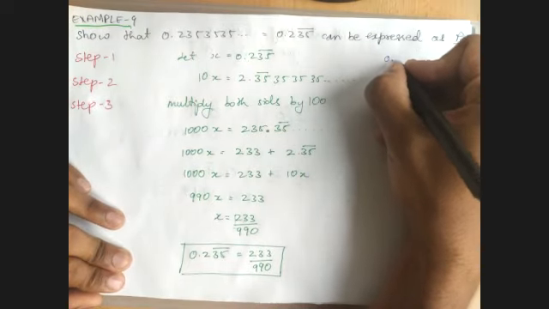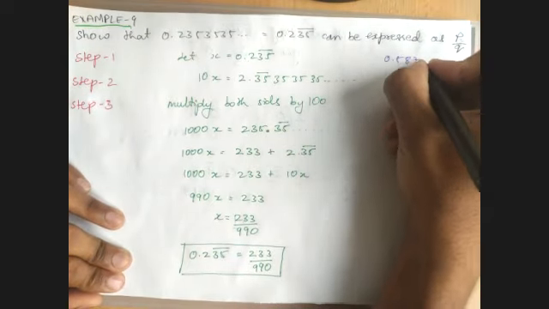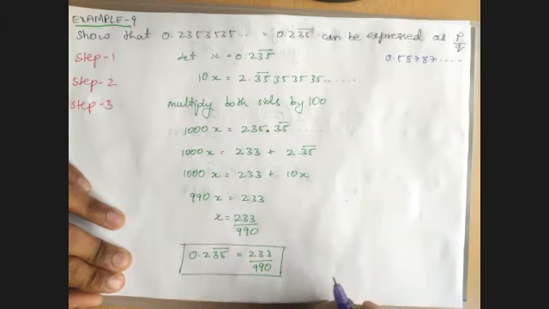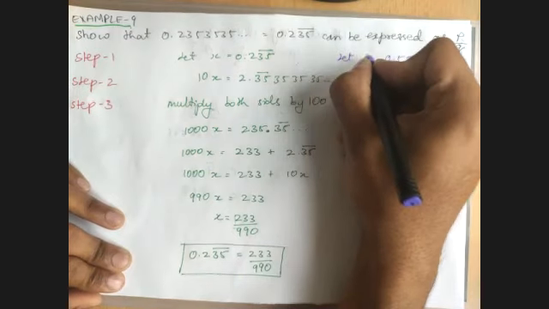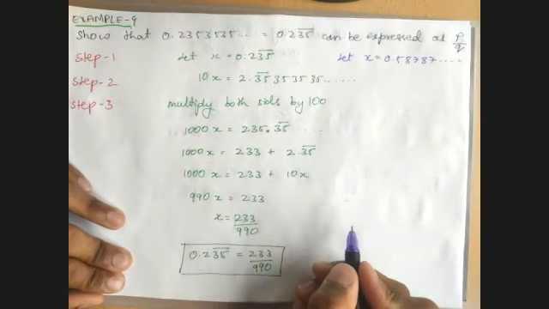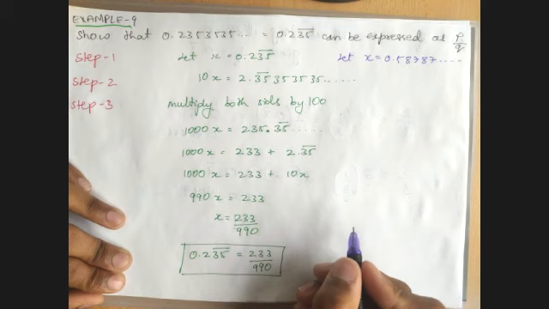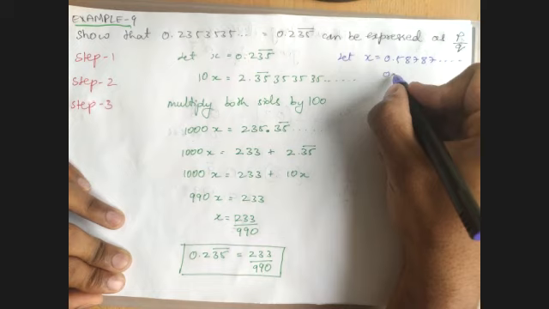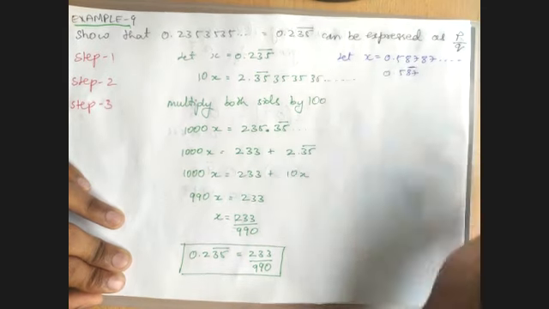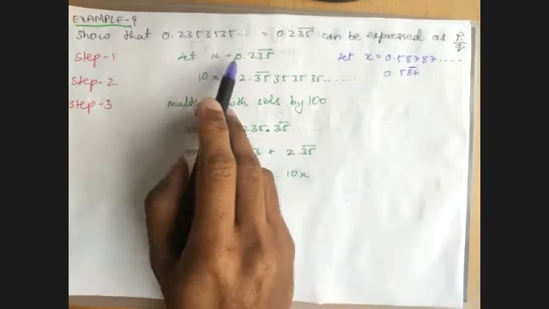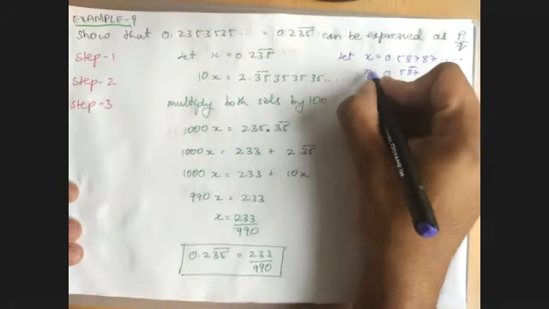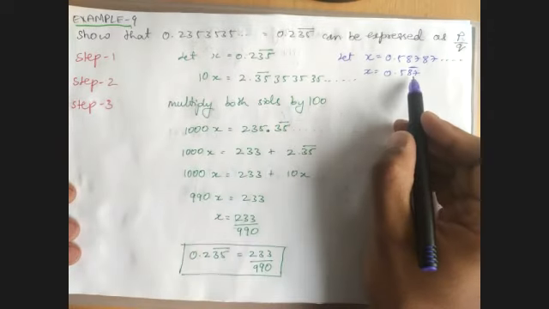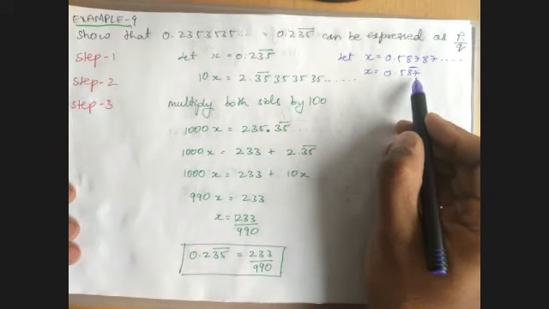Let us take 0.58787 recurring. So I'll put this as let x is equal to 0.58787 recurring. So what will I get? Here 0.58787 is recurring. So this is the first step, assigning x as 0.587. The next step is keeping only the recurring parts on the right hand side.